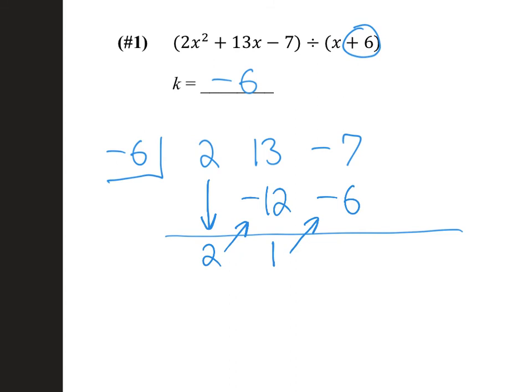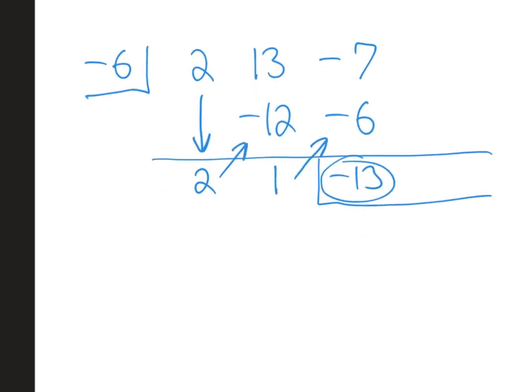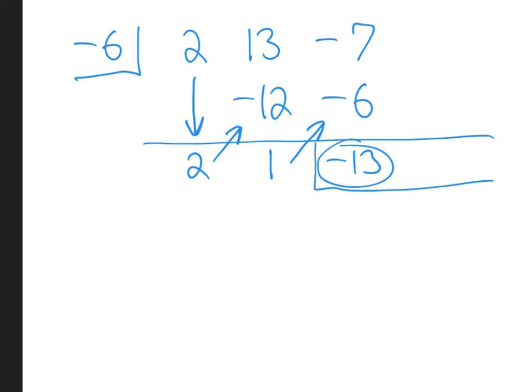And negative 6, we add straight down. Then negative 7 minus 6 is negative 13. So this is our remainder right here. This is not our answer. This is our remainder. Our answer is going to be, this one's a little tricky to figure out what the answer is going to be.